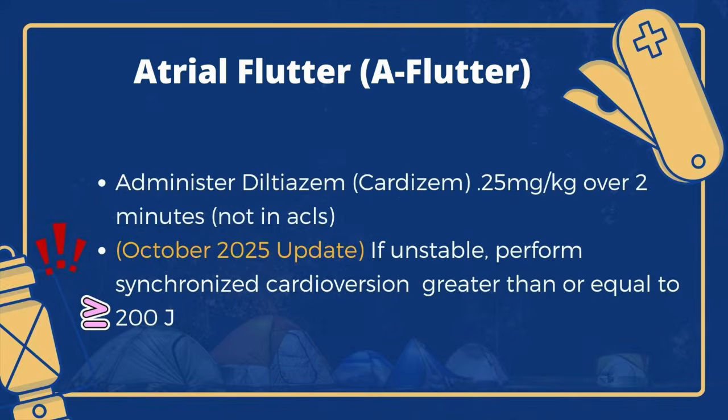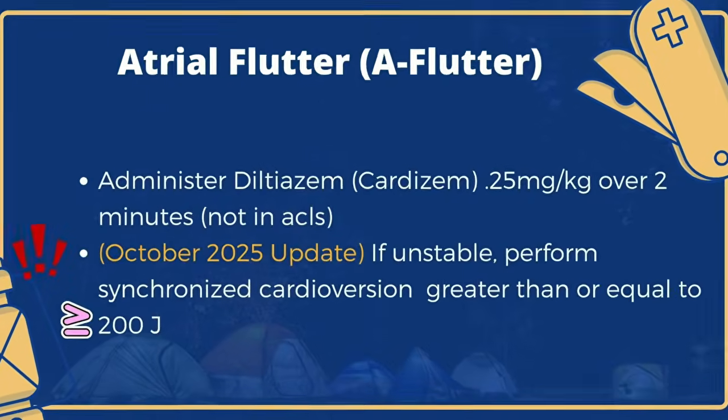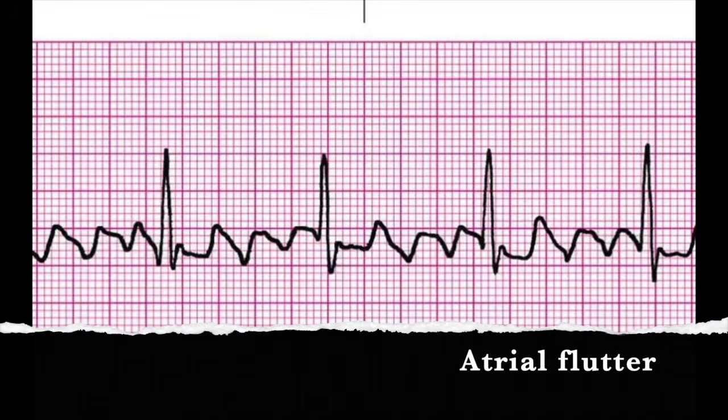Once again, the treatment for atrial flutter is the same. Diltiazem, 0.25 milligrams per kilogram over 2 minutes. And if unstable, perform synchronized cardioversion greater than or equal to 200 joules. Again, follow your specific hospital's policy or your company's policy.